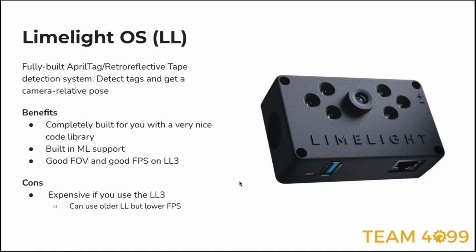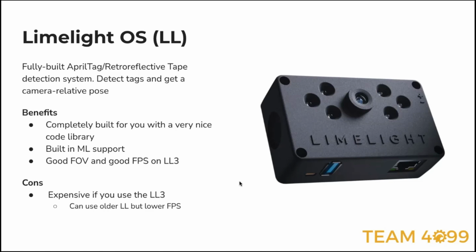So one of the big cons with using Limelight 3 is that it's $400, which means it's kind of expensive and inaccessible for a lot of teams. Some of the higher level teams, you'll see them use 3 or 4 different cameras, or 3 to 4 different Limelights on their robot. And that works for them because they can pay for it, but for a lot of teams, that's not really accessible.